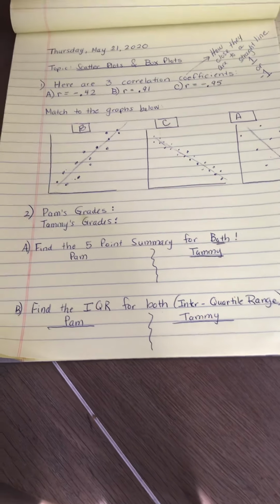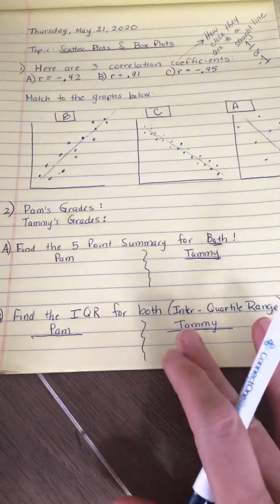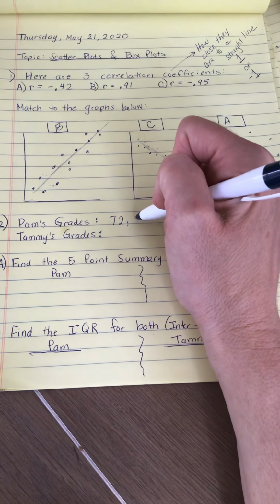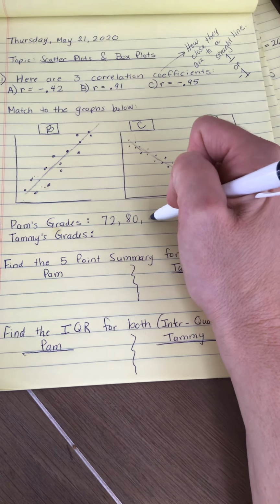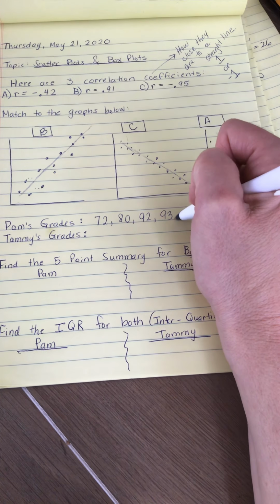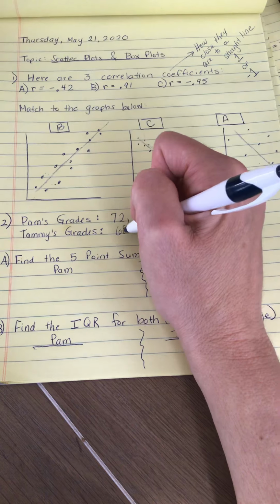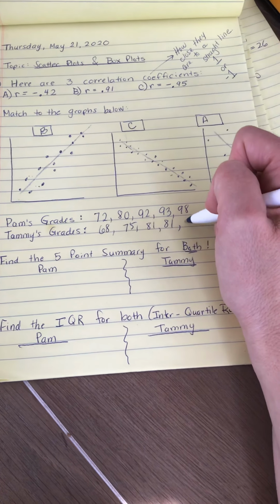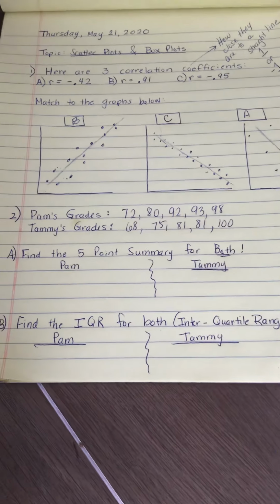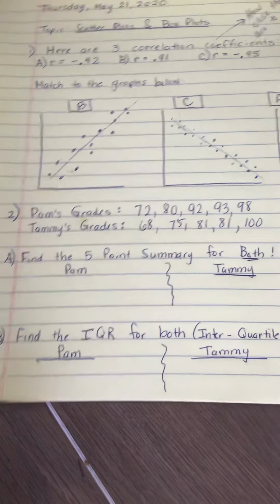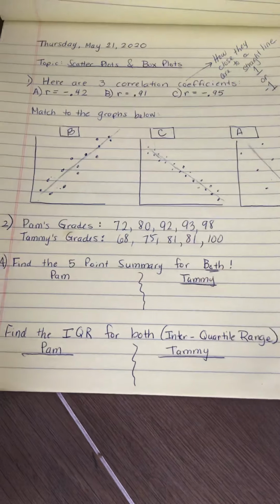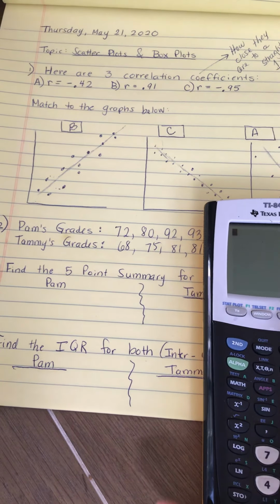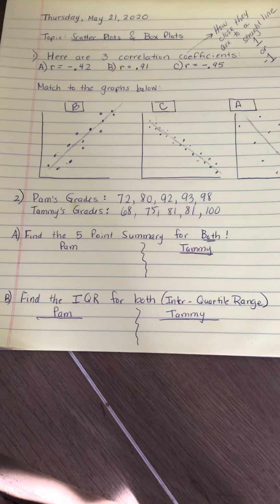All right, 2, Pam's grades and Tammy's grades. I'm just going to give you 5 grades for each just to keep it easy. And 100. Okay, so there's their grades. I want you to find the 5-point summary for both. You can use your calculator. Clear, clear. Pause and do this problem.